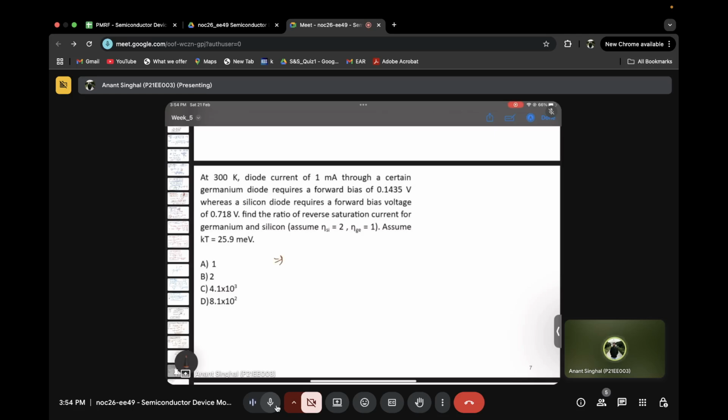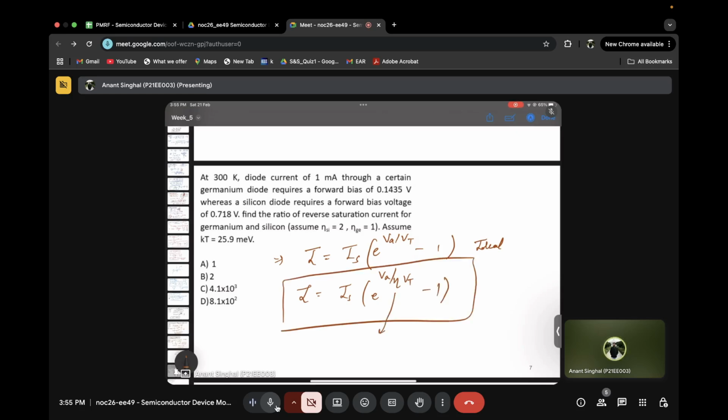So since we have different diodes, let me tell you. The ideal junction diode equation that you see was something like this, right? e to the VA over VT minus 1. This is ideal. But to capture the material effects, the final equation comes out to be e to the VA over eta VT minus 1. So this eta depends upon material. For silicon, eta is equal to 2, and for germanium, eta is equal to 1. So this is mentioned here. This eta we need to keep in mind, and we need to find the ratio of the reverse saturation current. Is the question clear?